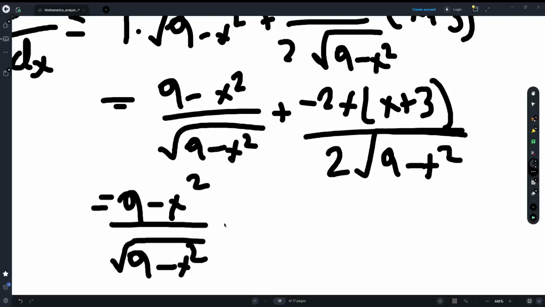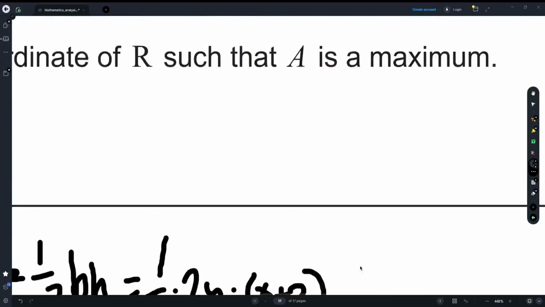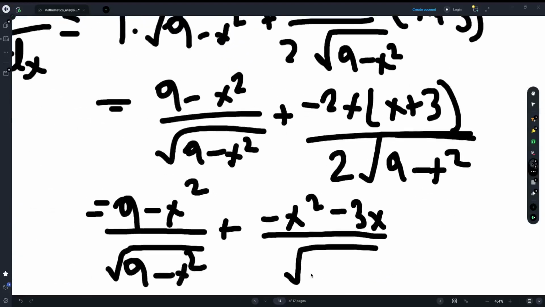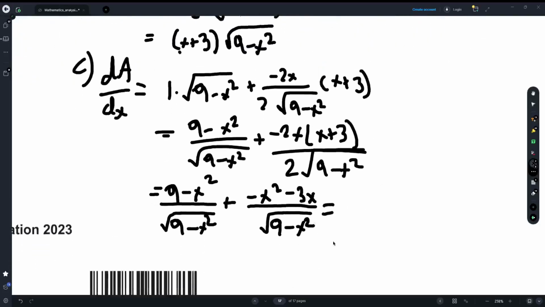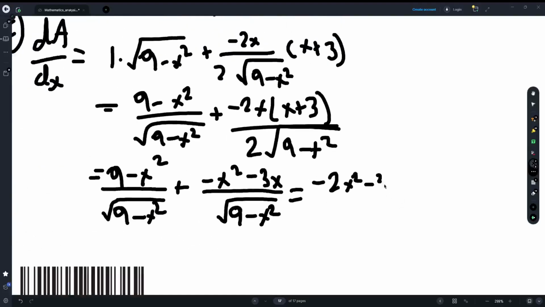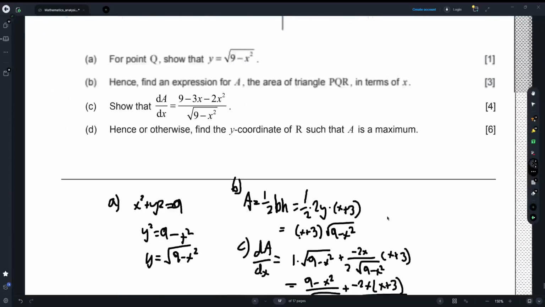So we just get, and we can expand this as well, plus minus x squared minus 3x all over root 9 minus x squared. Let's see if that's what we were supposed to get. Yes, okay. Or if we add the functions together here, we just get minus 2x squared minus 3x plus 9 all over the root of 9 minus x squared. And that is indeed what we were supposed to get here, but they've just rearranged it in this way.